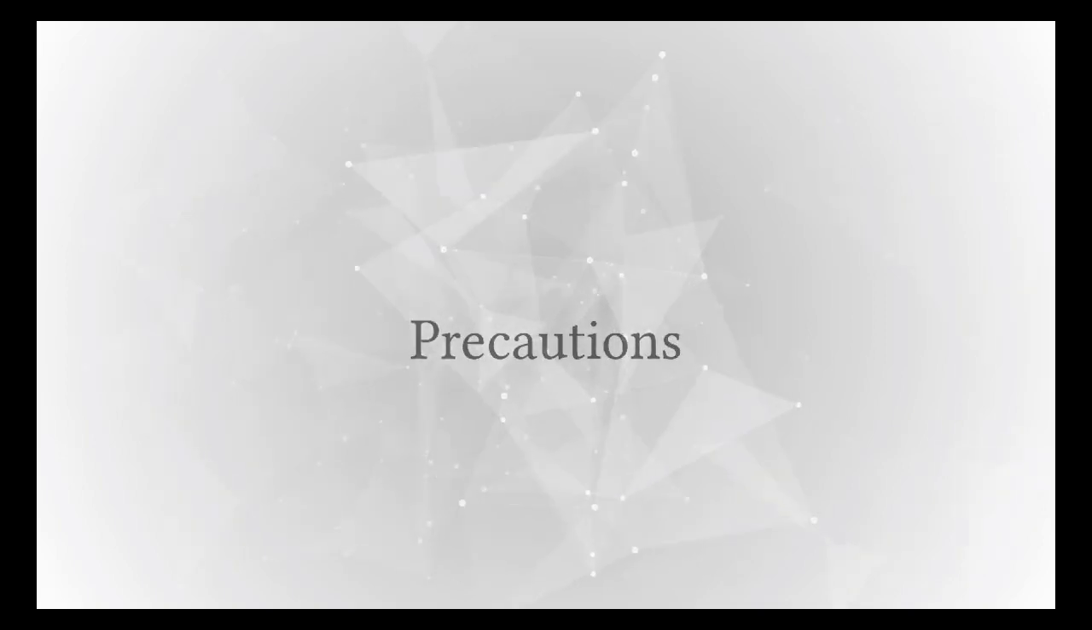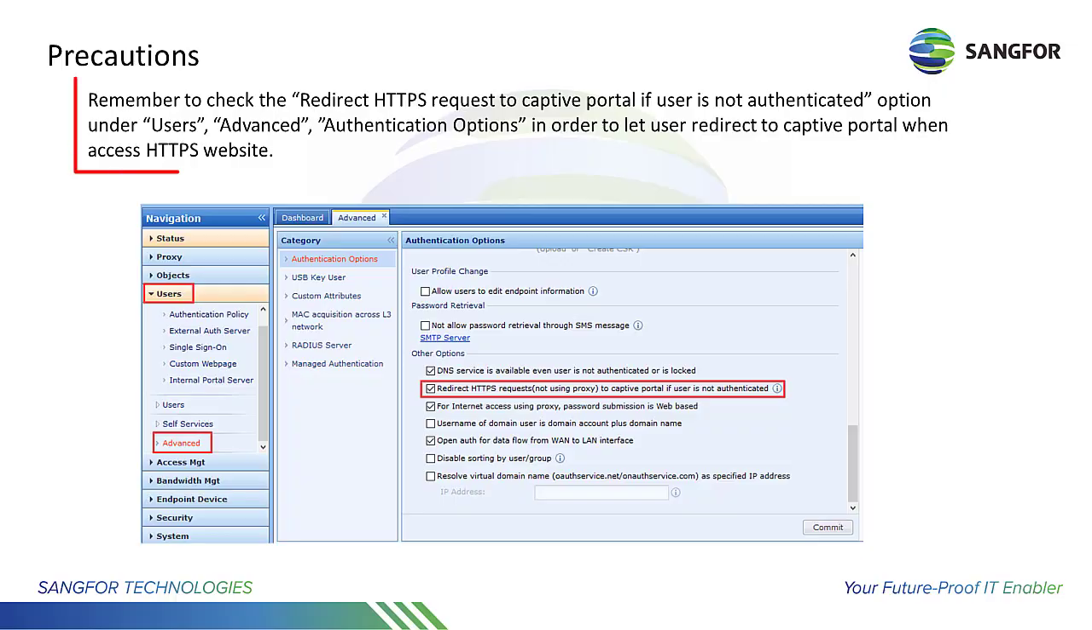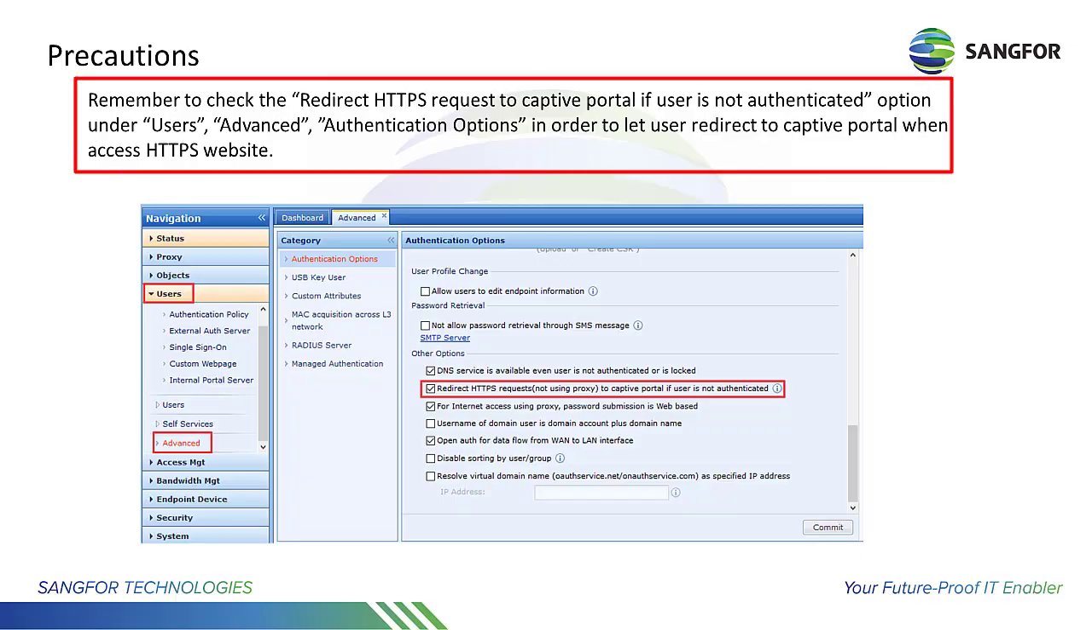Precautions. When configuring the external authentication server administrator account and password, it is recommended to click Test Validity to ensure that it is available. Remember to check the Redirect HTTPS request to Captive Portal if user is not authenticated option under Users, Advanced, Authentication Options, in order to let the user be redirected to the Captive Portal when accessing an HTTPS website.